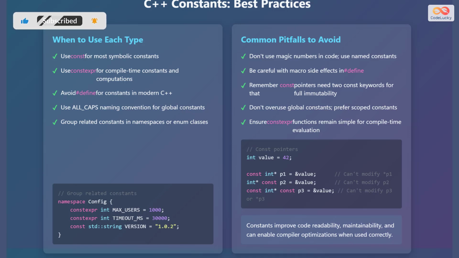Now let's see the common pitfalls to avoid. Avoid using magic numbers directly in code. Instead, use named constants to improve readability. Be cautious with macro side effects when using #define. Remember that const pointers need const keywords for full immutability to prevent modification of both the pointer and the value it points to. Avoid overusing global constants. Prefer scoped constants to minimize potential naming conflicts. Ensure constexpr functions remain simple for compile-time evaluation. Constants improve code readability, maintainability, and can enable compiler optimizations when used correctly.